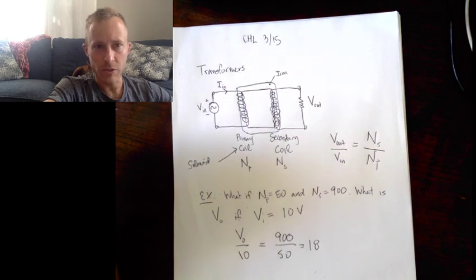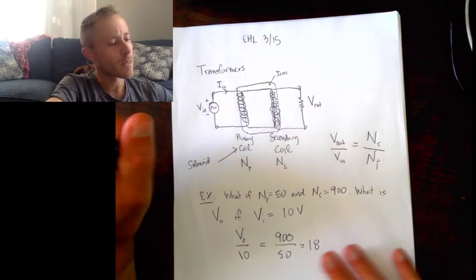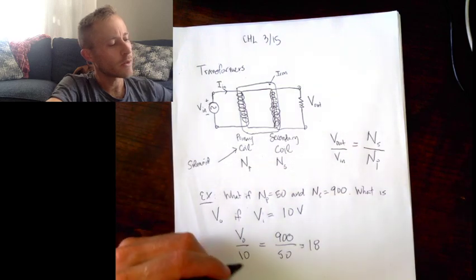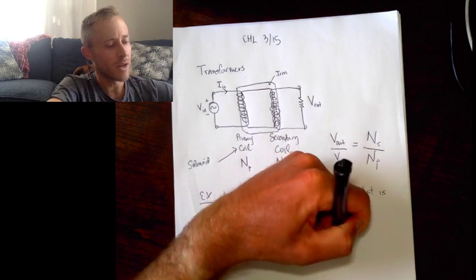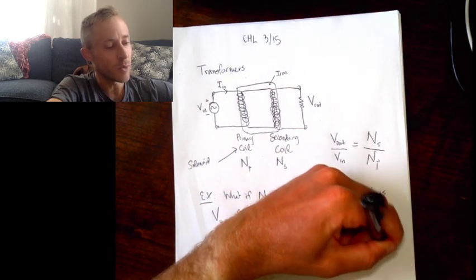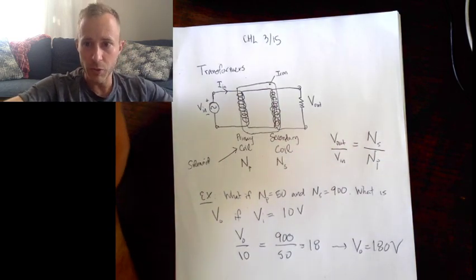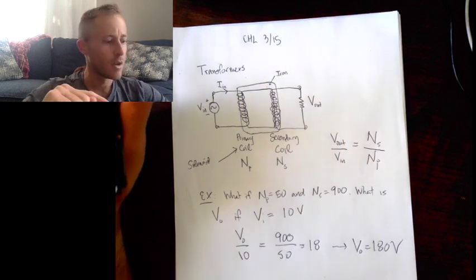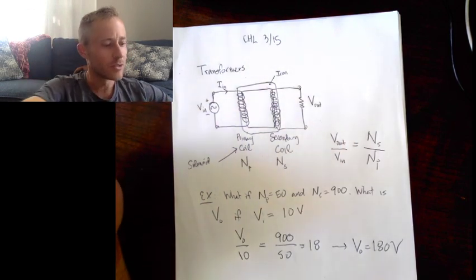Okay, so it's the ratio of the two turns. And then we multiply both sides by 10, so we would have V out equals 180 volts. So what the transformer had the effect of doing was turning 10 volts into 180 volts.